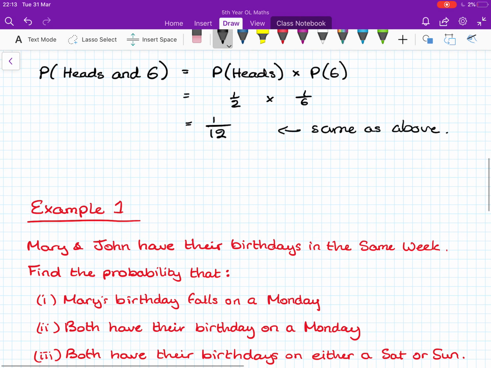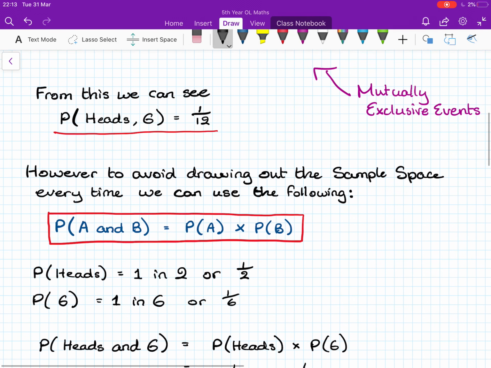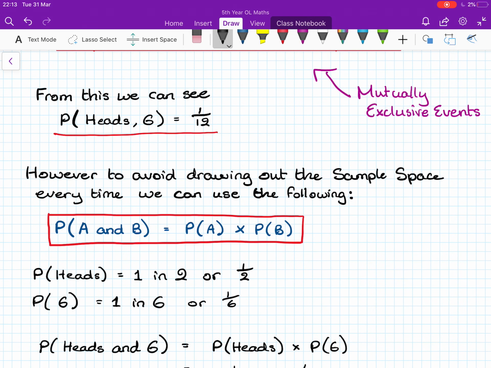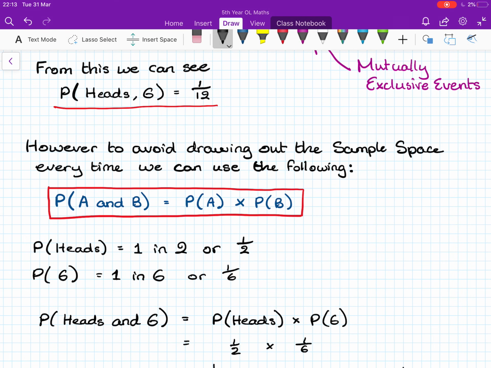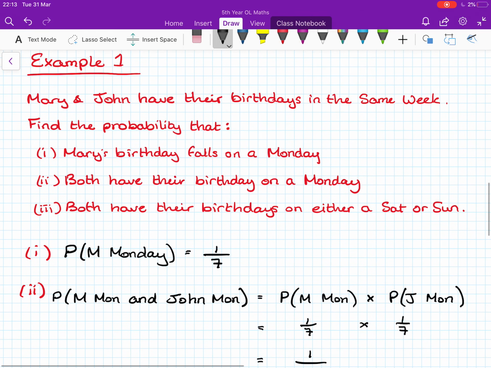Alright, so the essential part of this section is following this formula here. The probability of event A and event B is equal to the probability of event A multiplied by the probability of event B.